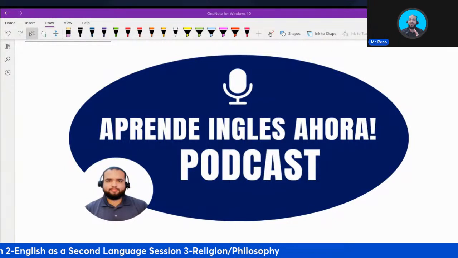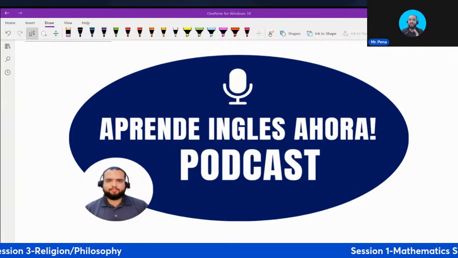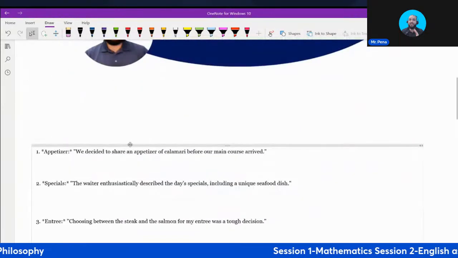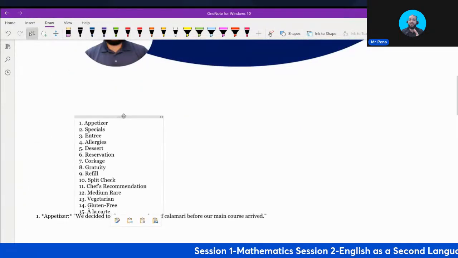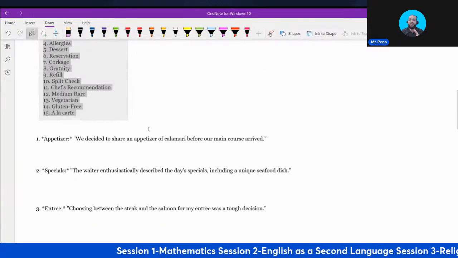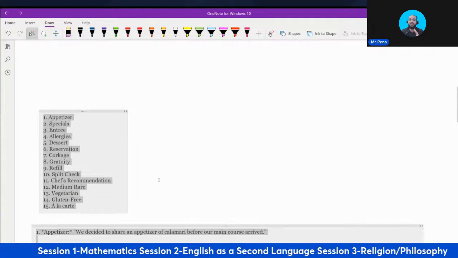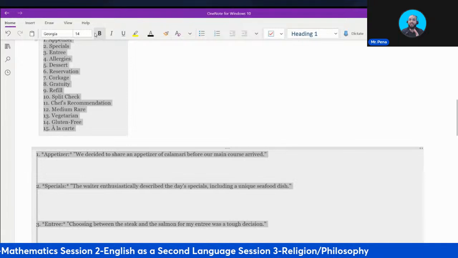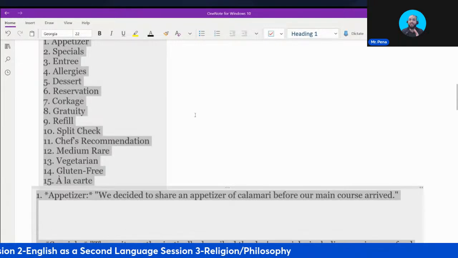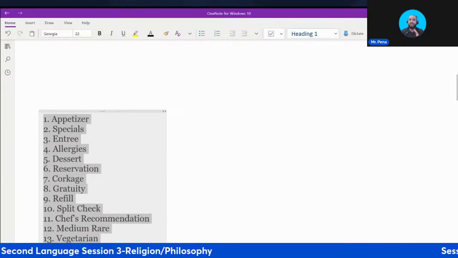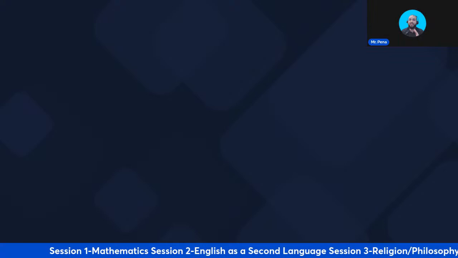Here we have the sentences. Here we have the words. Let's make the words bigger. Looking good. The computer was giving me problems, so I had to fix it. Not the computer, though, the OneNote.